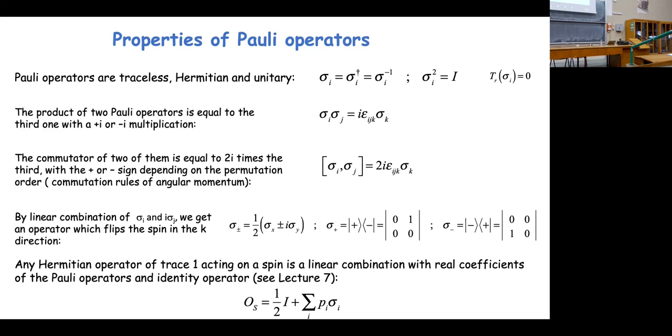And this combination should have real coefficients. Why? Because you want the operator to be Hermitian, and the sigmas are Hermitian, so the p have to be real. If you have a complex p, this operator will not be Hermitian. So in fact, you see that any operator is described by three components, px, py, and pz, which are like the components of a vector. Any operator is in fact represented by a vector with three components. And we will see this in the following.